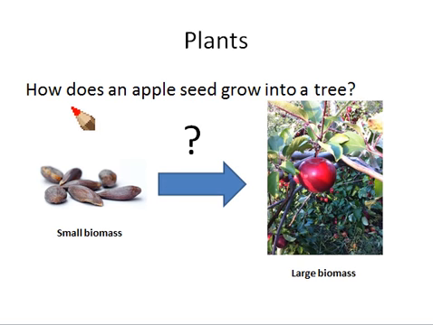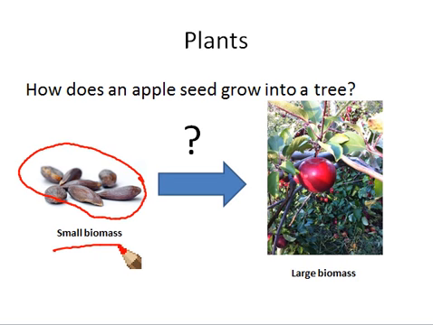So we'll begin by asking a question. How does an apple seed grow into an apple tree? Well, if we look at the seeds, we can see they're pretty small. They've got a small biomass. But a number of years later, we've got a huge tree with juicy apples hanging off it, which clearly have a large biomass. So where does that mass come from?